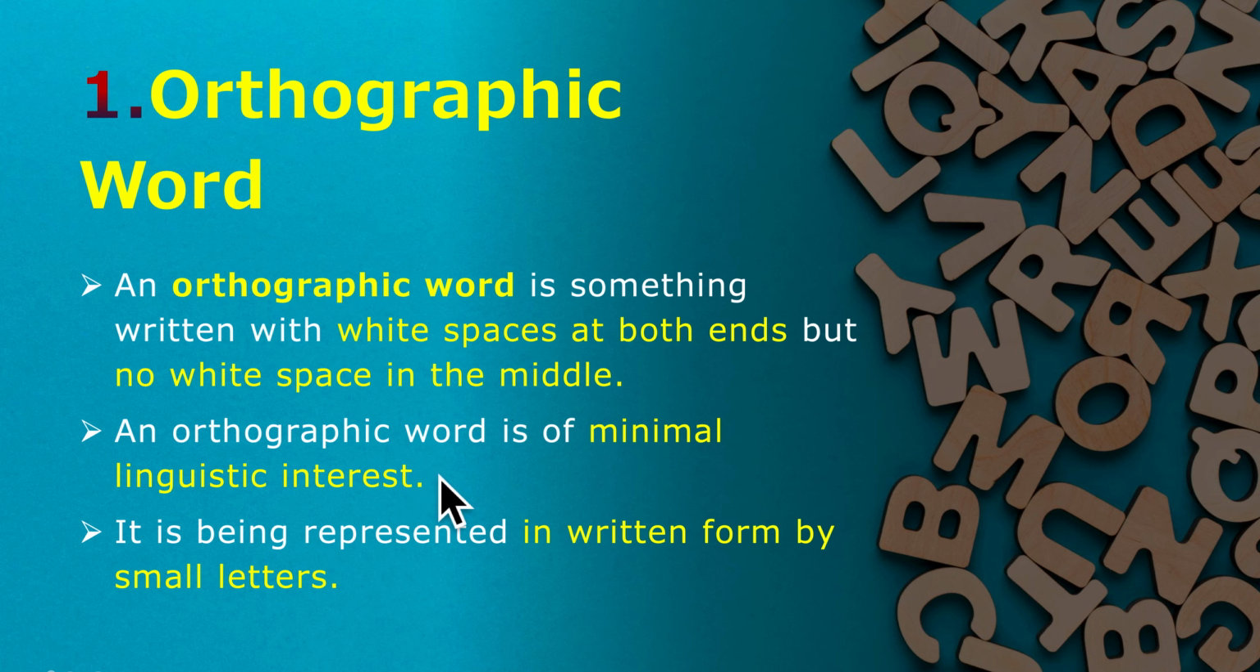The second point says that an orthographic word is of minimal linguistic interest. It means this is a minimum organization of a linguistic unit, like word, word. This is something that cannot be further divided. That is why we call it minimal linguistic interest, and it is being represented in written form. This orthographic word is normally represented in written form, like all these words that you see on the screen, they belong to the category of orthographic word. Okay, we move on to the next.